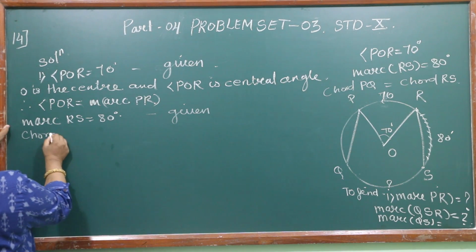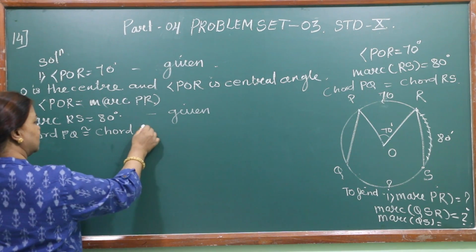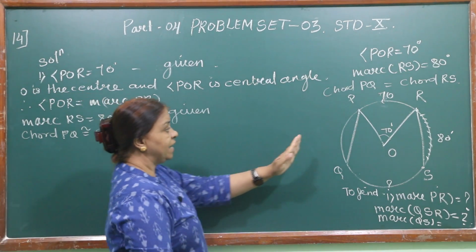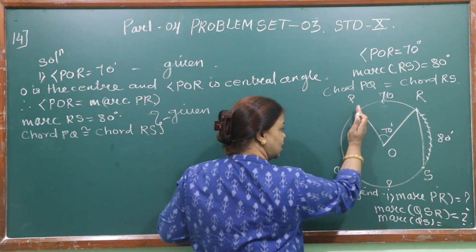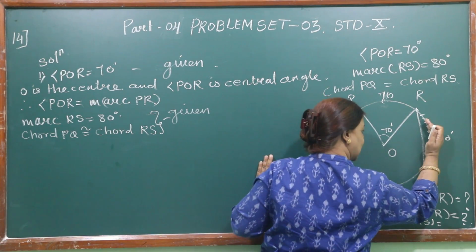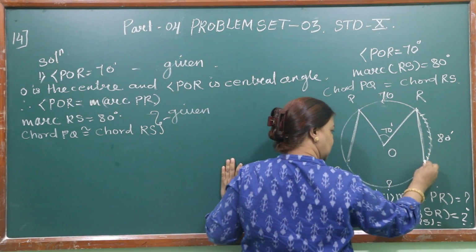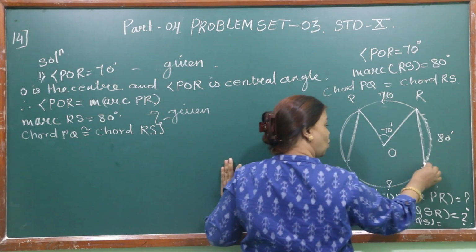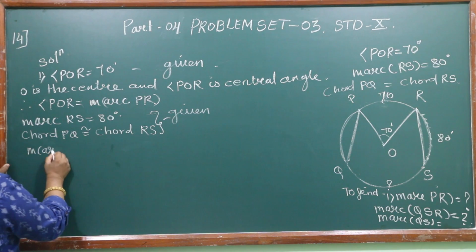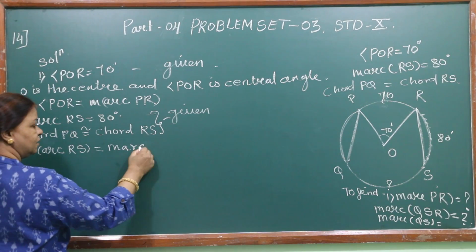Now, if chords are equal, as I have explained earlier, this chord is subtending this arc, and this chord is subtending this arc. That means if the chords are equal, then the arcs subtended by the chords will also be equal. Clear? So we can say measure arc RS is equal to measure arc PQ.